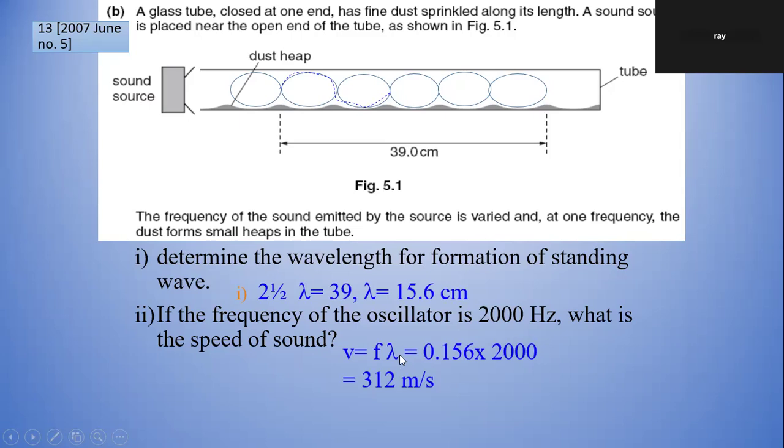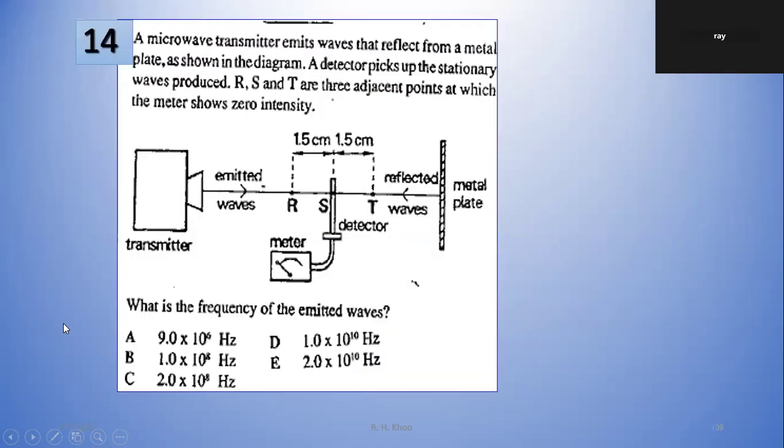V equals f lambda. Change it to meters. Frequency is 2000 Hz. Multiply out, it is 312 meters per second. Okay, anything not clear? If you're asked to put a node, antinode, then that's where the antinode is.